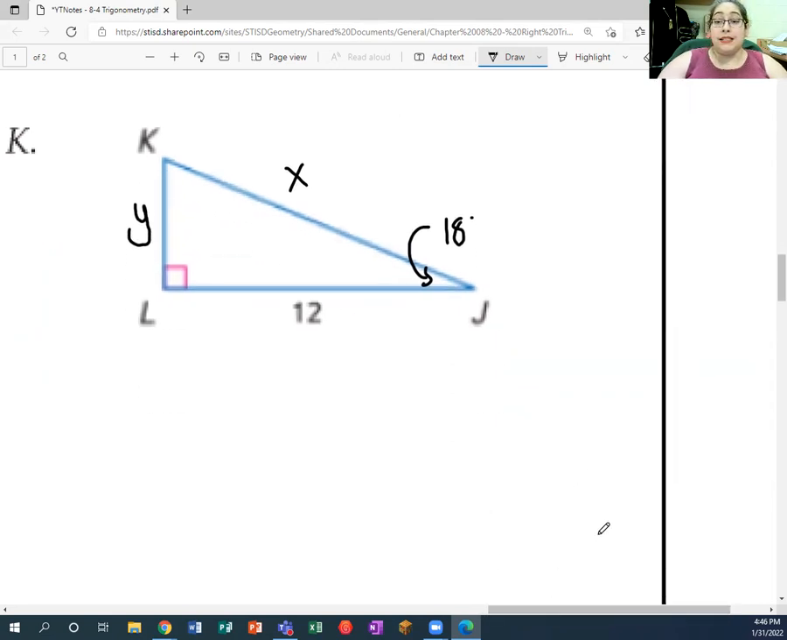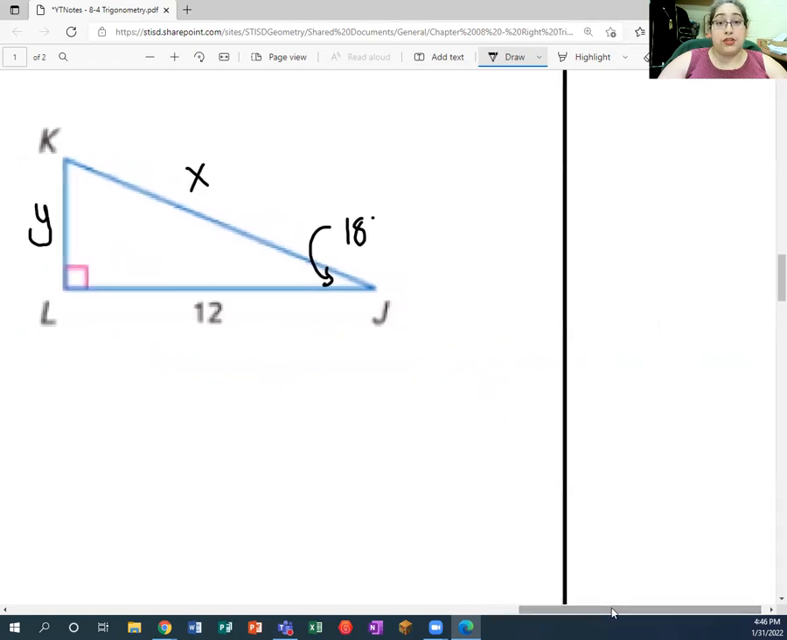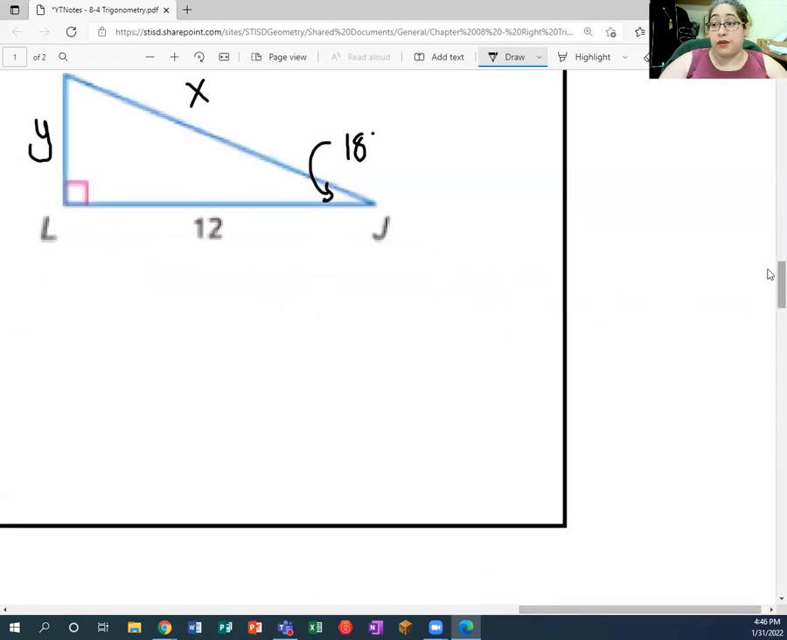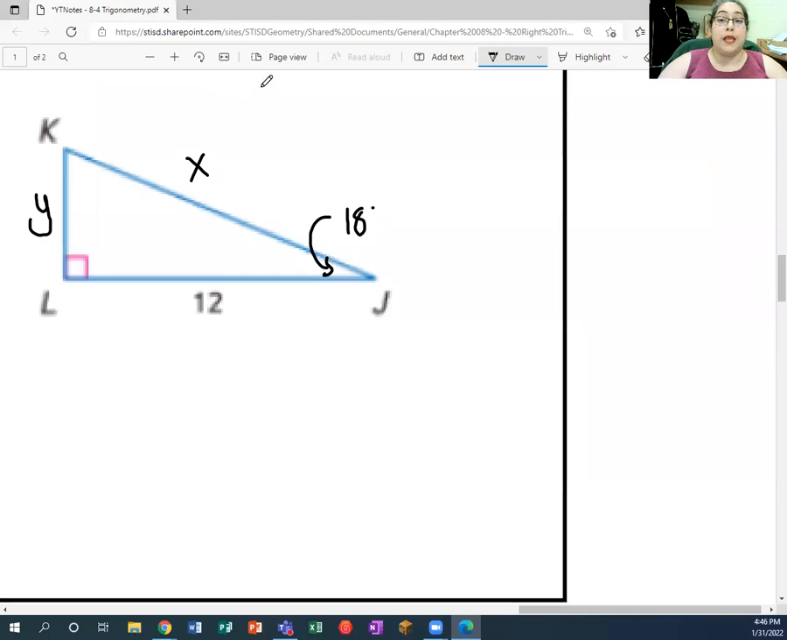All right, let's look at our trigonometric functions, our trigonometric ratios, because those are going to help us out. And again, I'm going to put my little mnemonic device, my little reminder of SOHCAHTOA. That's sine opposite hypotenuse, cosine adjacent hypotenuse, and tangent opposite adjacent.